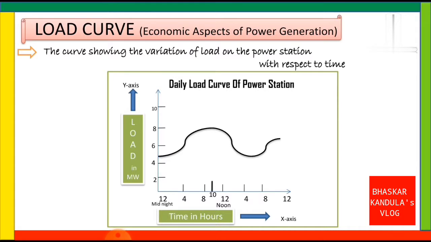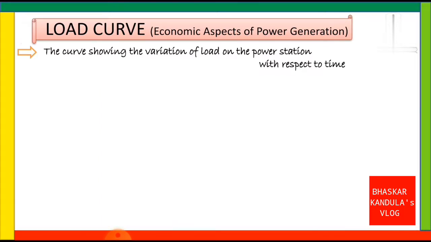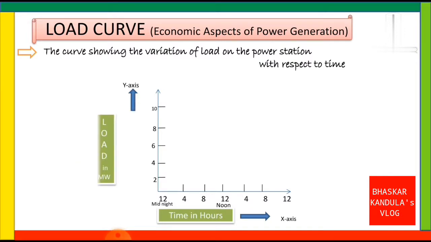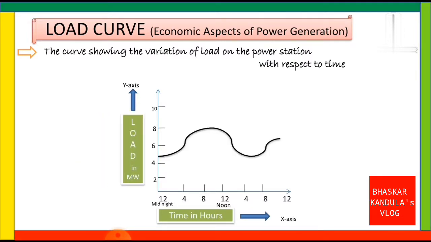These load variations during the whole day are recorded half-hourly or hourly and are plotted against time on a graph. The curve thus obtained is called the daily load curve. That means it shows the variation of load with respect to time during the day. The plot is drawn by considering time in hours on the x-axis and load in megawatts on the y-axis. The curve thus obtained is called the daily load curve of the power station.